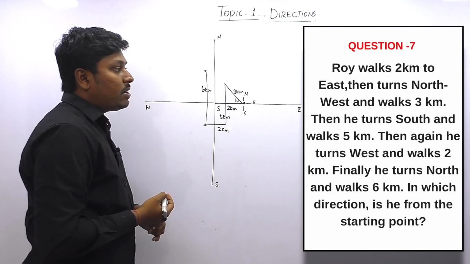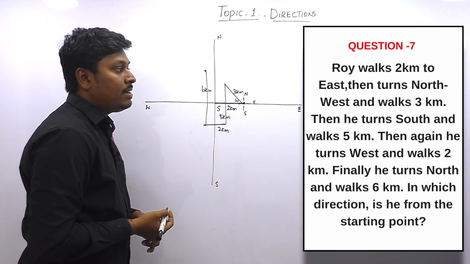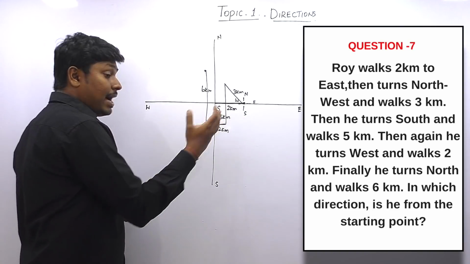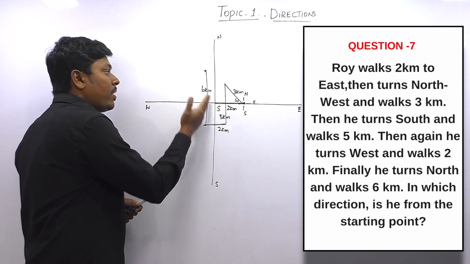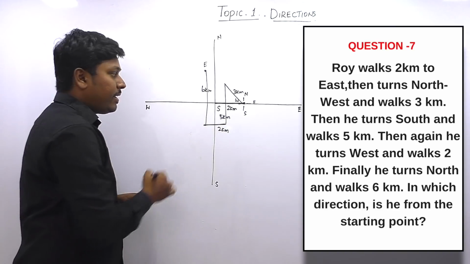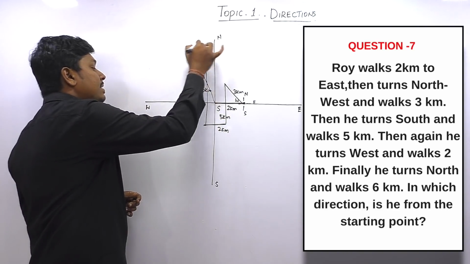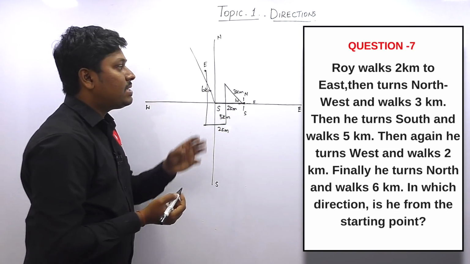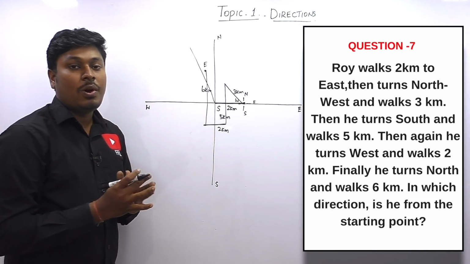Okay. Then what is the question? In which direction is E from the starting point? So our target is to find, from the starting point, E is in which direction? We know that this will be the ending point and this will be the starting point. So from the starting point, E is in the direction of northwest. So the answer for question number 7 is northwest.